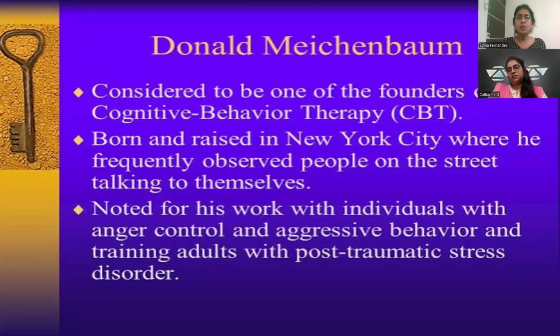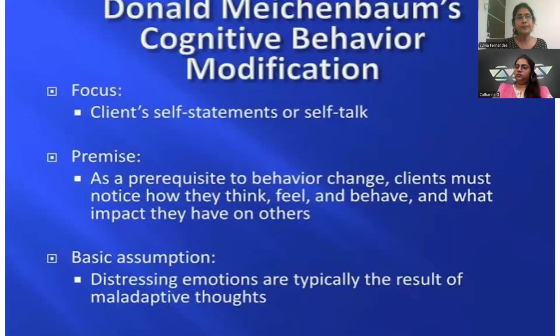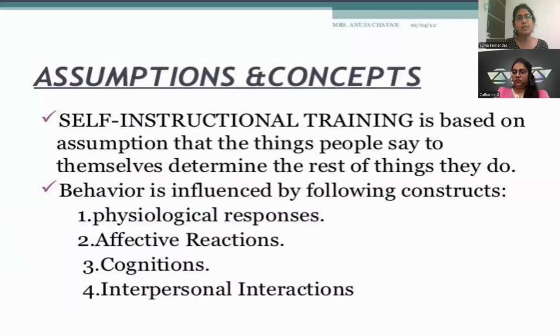So, building on Albert Ellis's REBT and Aaron Beck's cognitive therapy, Meichenbaum developed cognitive behavior modification. So, in this, his focus is on a client's self statement or self talk. As a prerequisite to behavior change, the client must notice how they think, they feel, and behave, and what impact they have on others. So, the basic assumption here is that distressing emotions are typically the result of maladaptive thoughts.